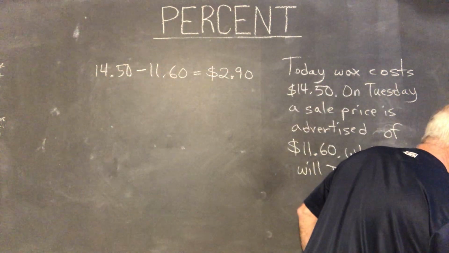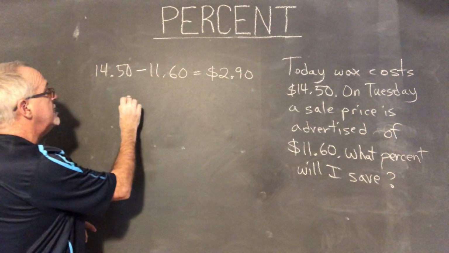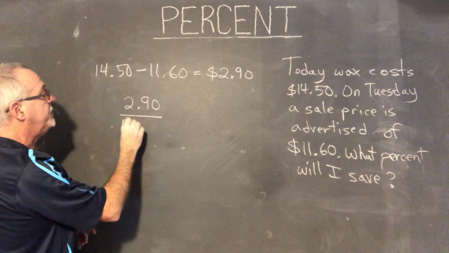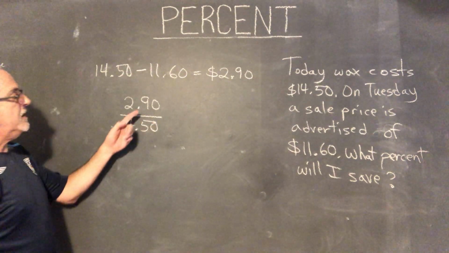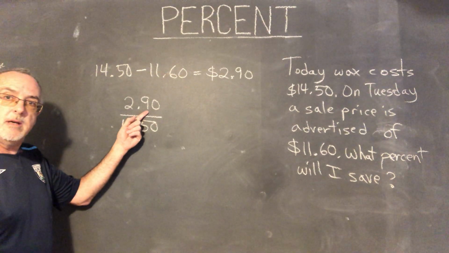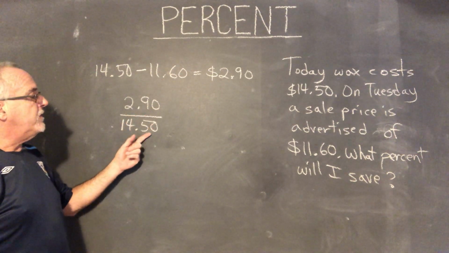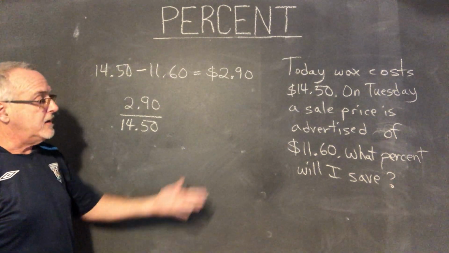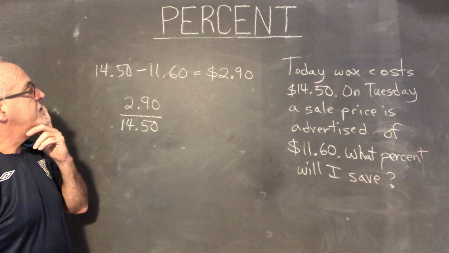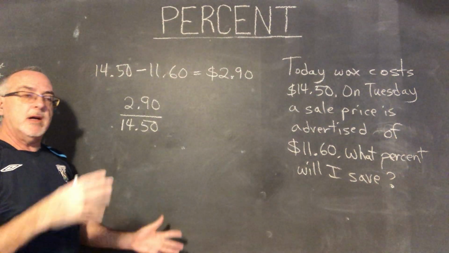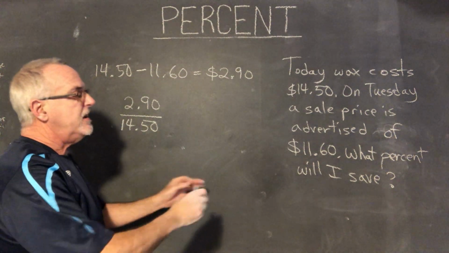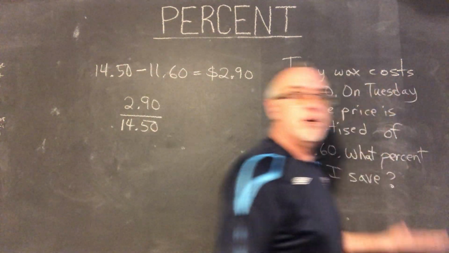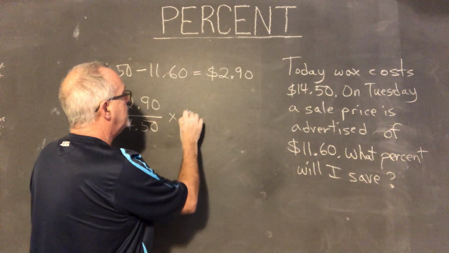Then I want to take $2.90 and put it over the $14.50, because if I take the amount of money I'm saving, which is the $2.90, and put it over the original price, it's going to tell me what my percent is that I'm saving, and that's what the question's asking for. So there's different ways of asking the question where we're asking for different things that involve percent, so you have to read the question carefully. 290 over 1450 times 100, because I want it to be a percent.